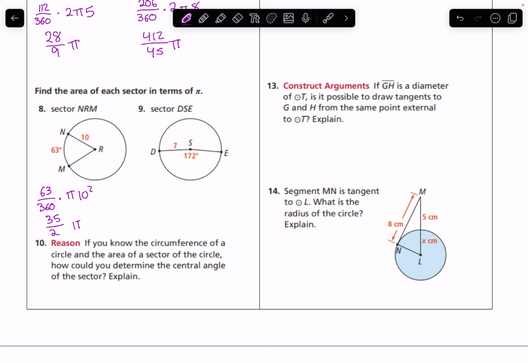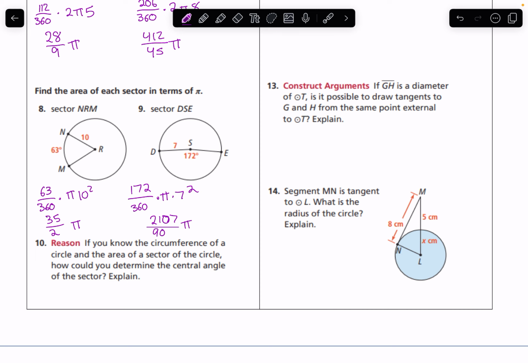Number 9, sector DSE, that is 172 degrees. So 172 over 360 times pi times 7 squared. Should be 2,107 over 90 pi. There we go.